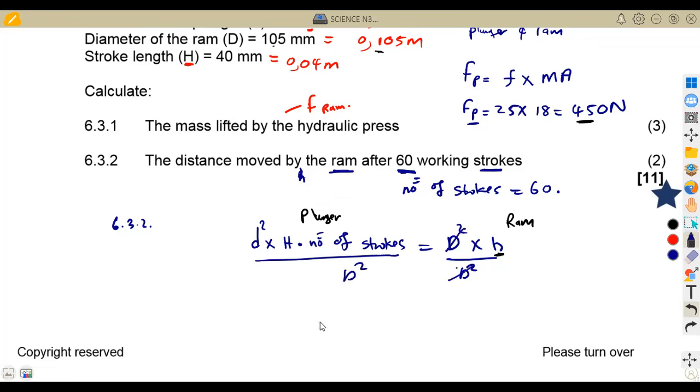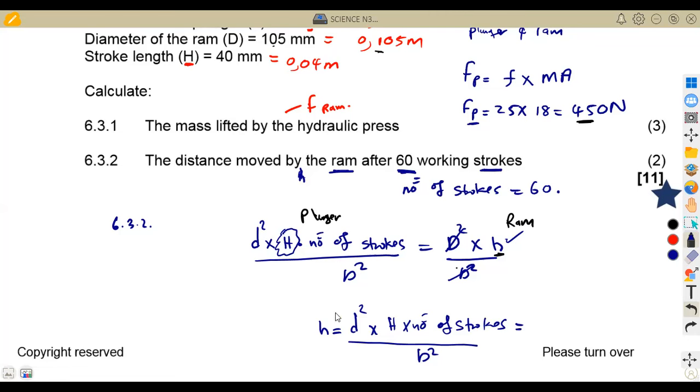So if we cancel, we are going to have h as the height that we have on the ram. So remember, it was supposed to be capital letter H, but they already used the capital letter H for the plunger. So that's why I use this one as a small letter. But it's supposed to be a capital letter for this one. So it is going to be d squared times the H, which is on the plunger, which is our stroke length, times the number of pumping strokes. All right, then we divide by d squared, the diameter on the ram.